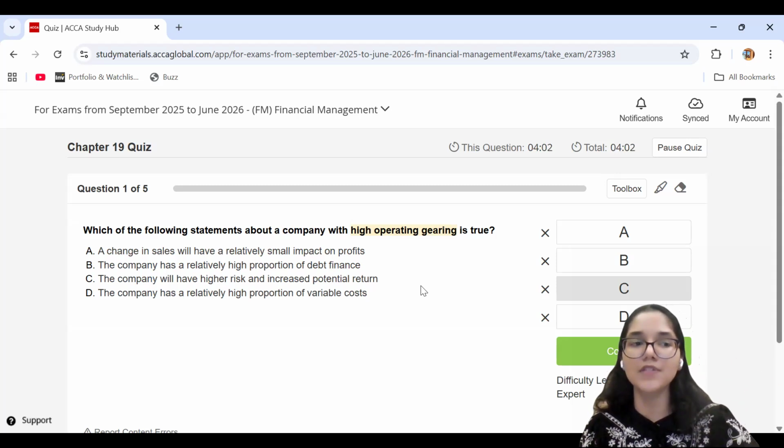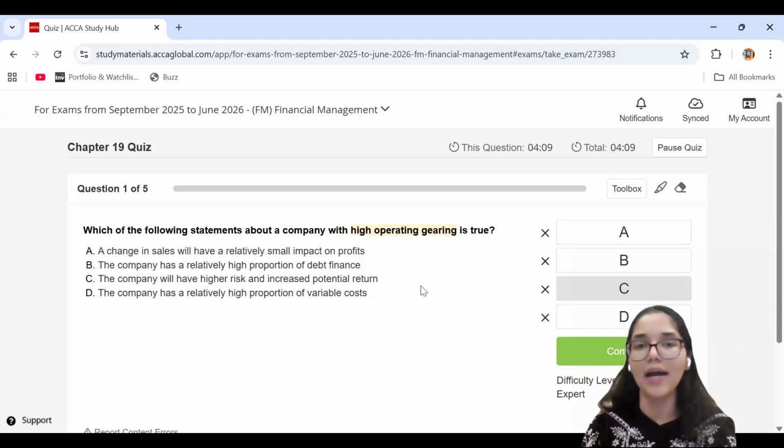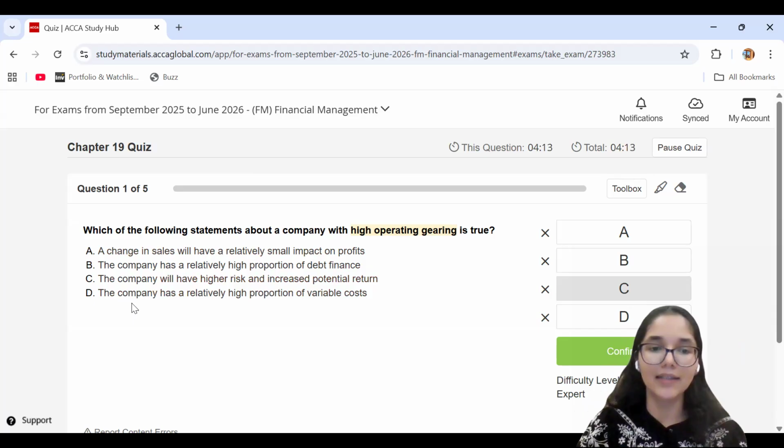So with more sales, once I meet the fixed cost, the majority part of those sales will go towards increasing my profit and my return. So statement C has to be the correct answer.